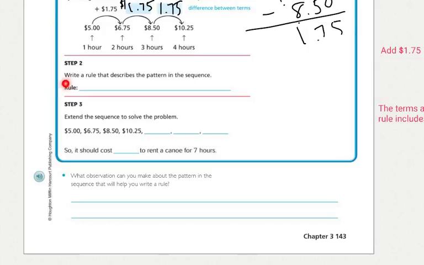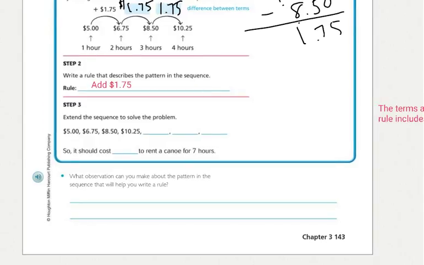All right, so the next one says, write a rule that describes the pattern in the sequence. Well, the rule that I can write, as I saw above, is add $1.75, because they added $1.75. They had 5, added $1.75, got $6.75. Added $1.75, got $8.50. Added $1.75, got $10.25.